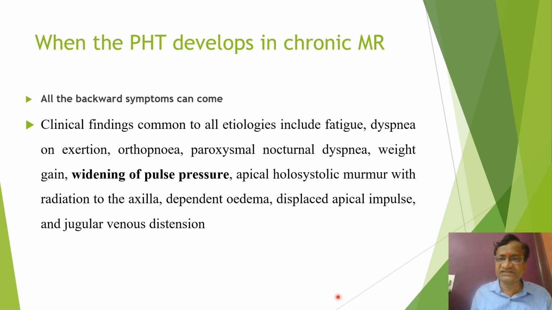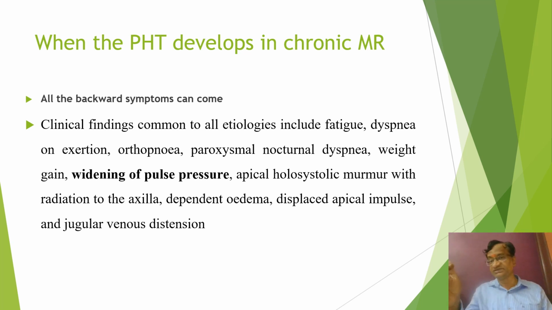What are the clinical findings now? Acute MR: acute dyspnea, acute pulmonary edema. In chronic, there may be fatigue. If pulmonary hypertension develops in chronic MR, all these things come. Widening of pulse pressure, apical holosystolic murmur with radiation to the axilla, and if there is any problem with RV function, dependent edema, jugular venous distension, and there may be a displaced apical impulse. That is what we told. LV is dilating, apical impulse is displaced.